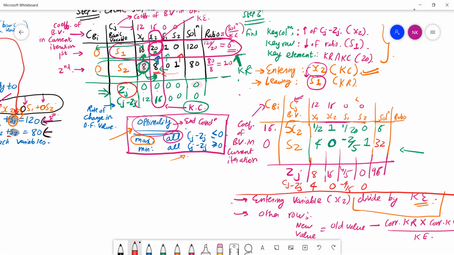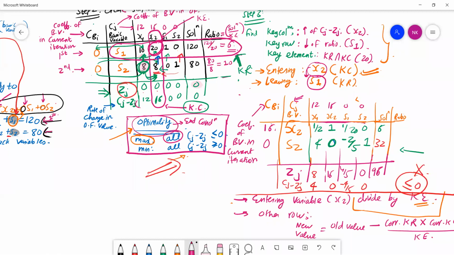Now, this is Cj minus Zj. Our condition of optimality says that for the maximization process, all the Cj minus Zj should be less or equal to 0. That means over here, all the Cj minus Zj are not less or equal to 0. It should be, but it's not because of this 4. This 4 is refraining us from getting the optimality condition. So that means there is a chance to increase our profit.